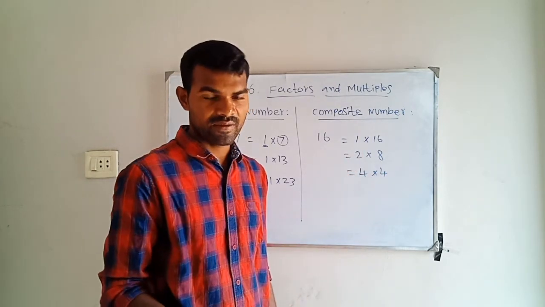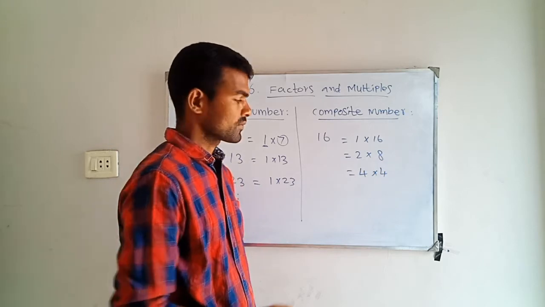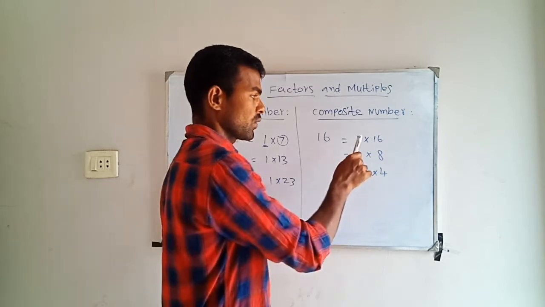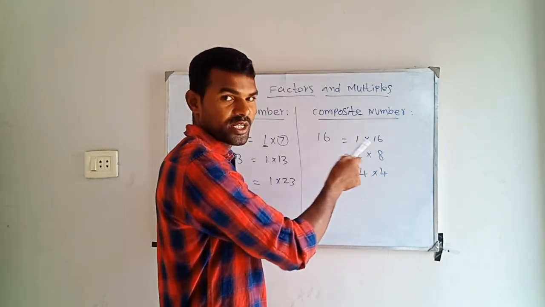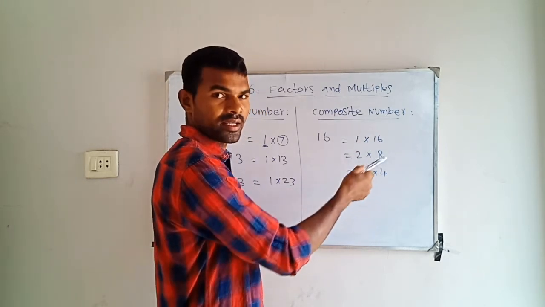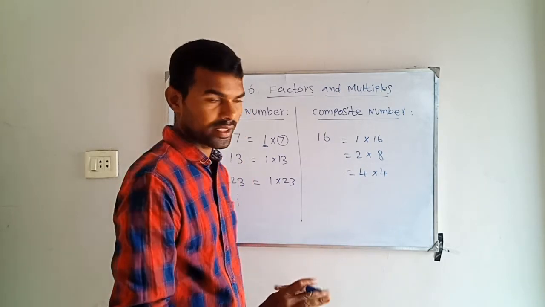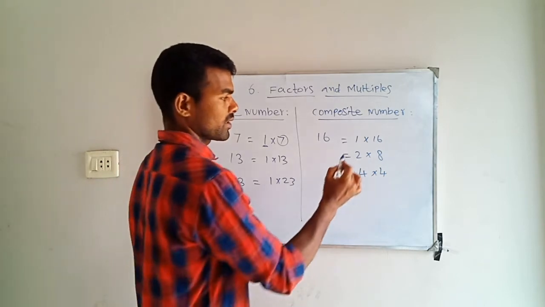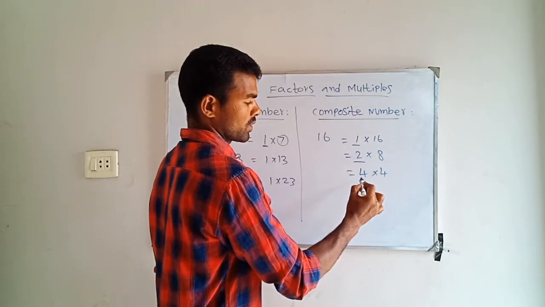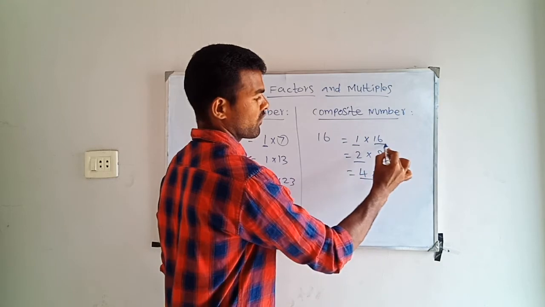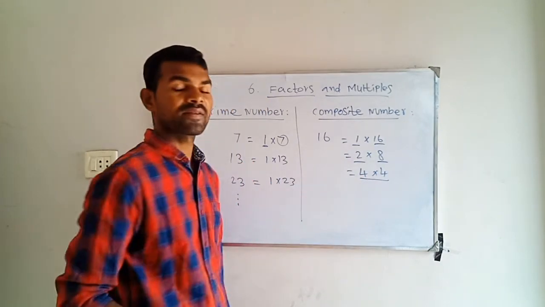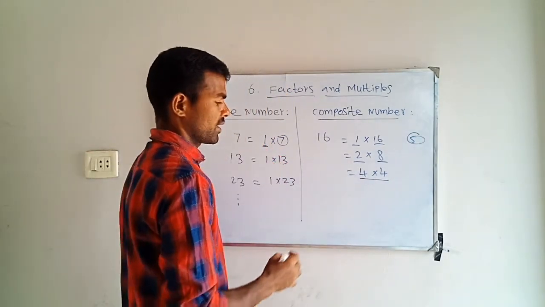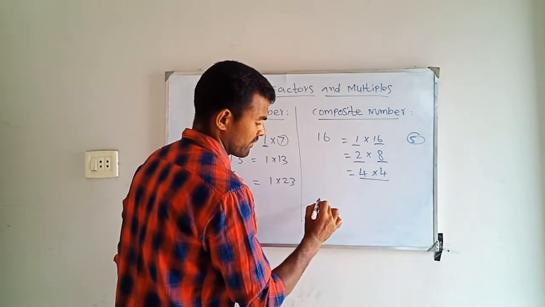I think no. The factors are 4, 2, 8, 1, 16. You can say 1 times 16 or 16 times 1, 2 times 8 or 8 times 2. Both are the same. So the number 16, how many factors does it have? 1, 2, 3, 4, 5. So the number 16 has 5 factors. Like this you can find many factors.